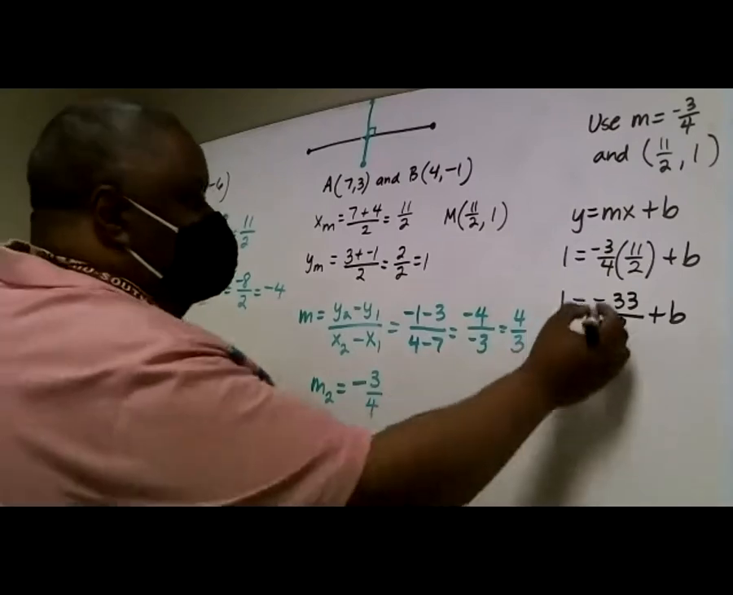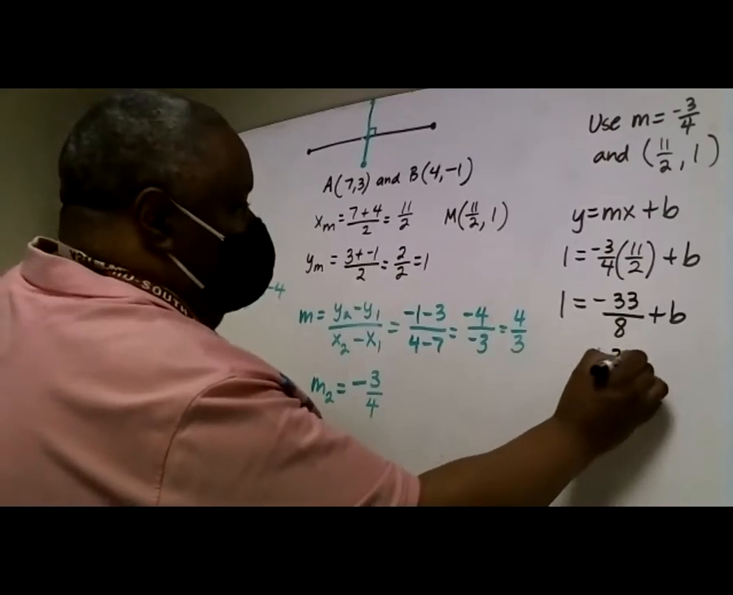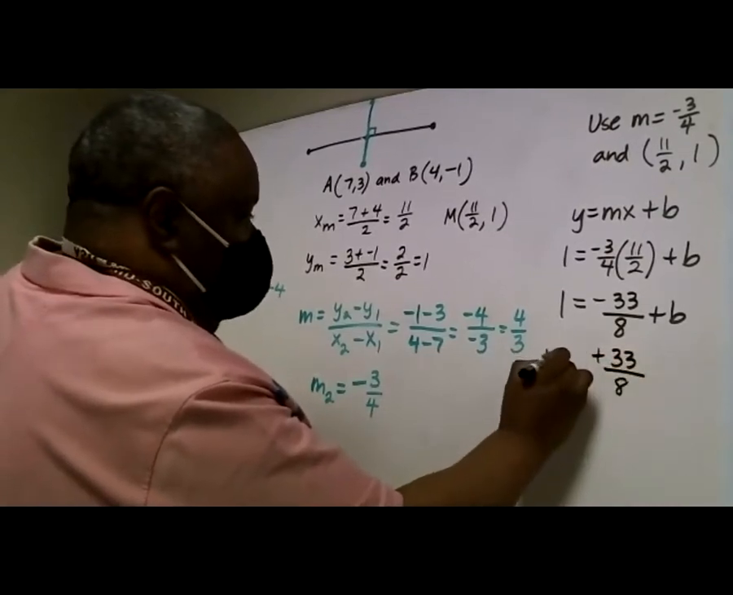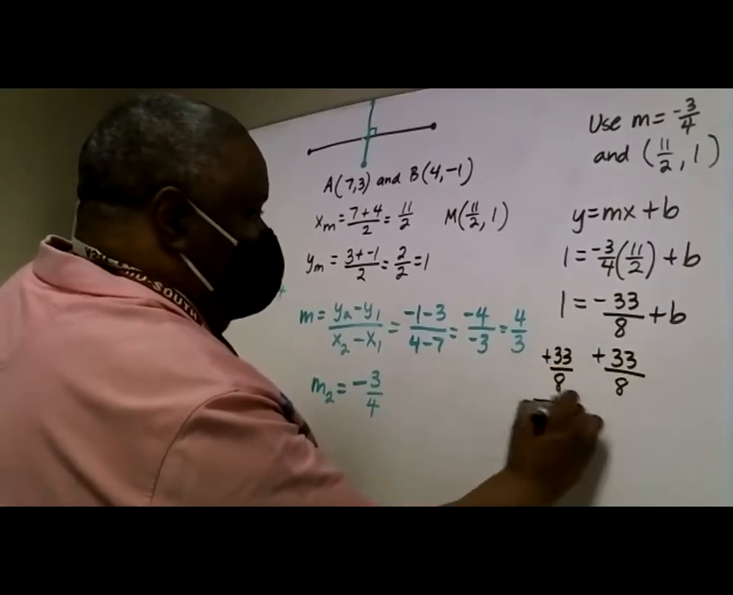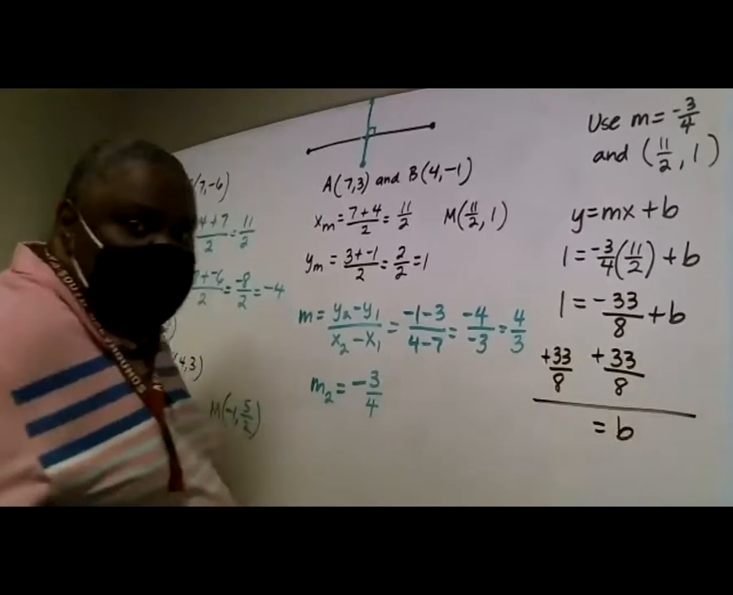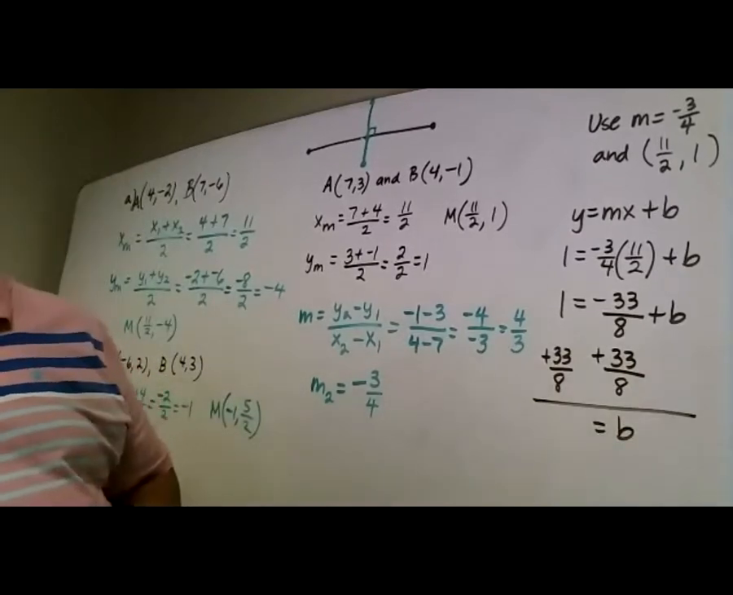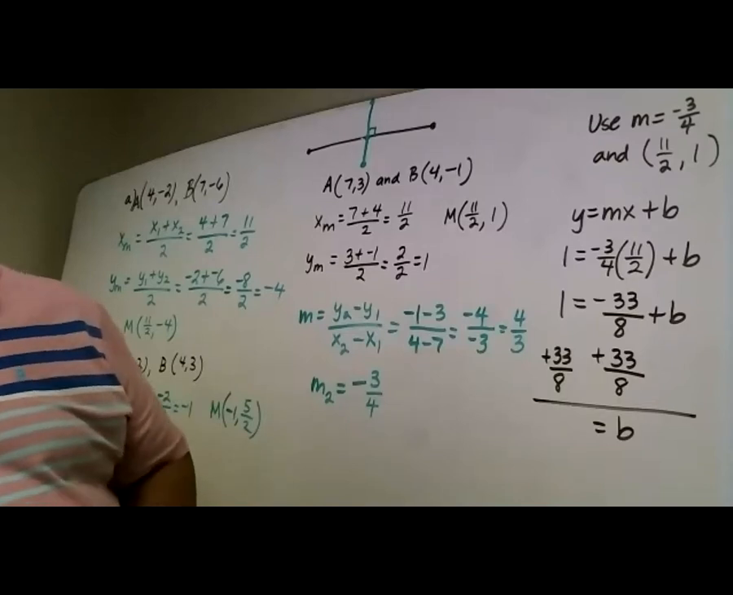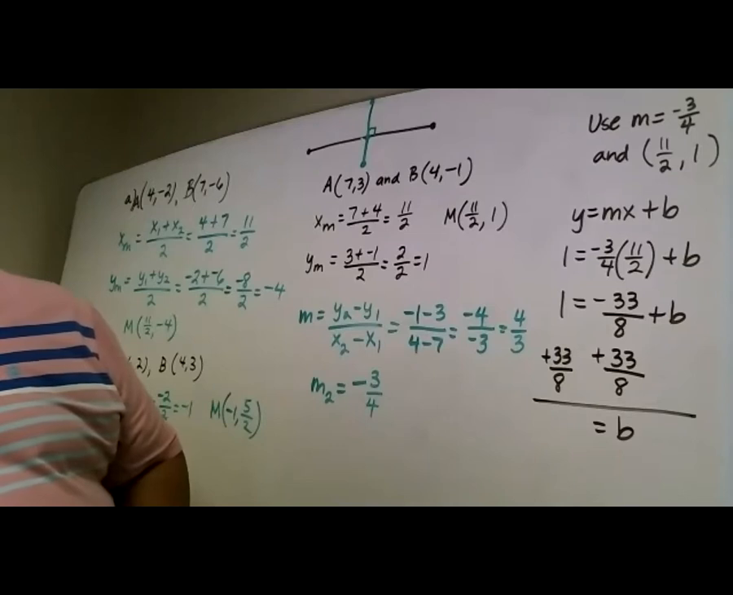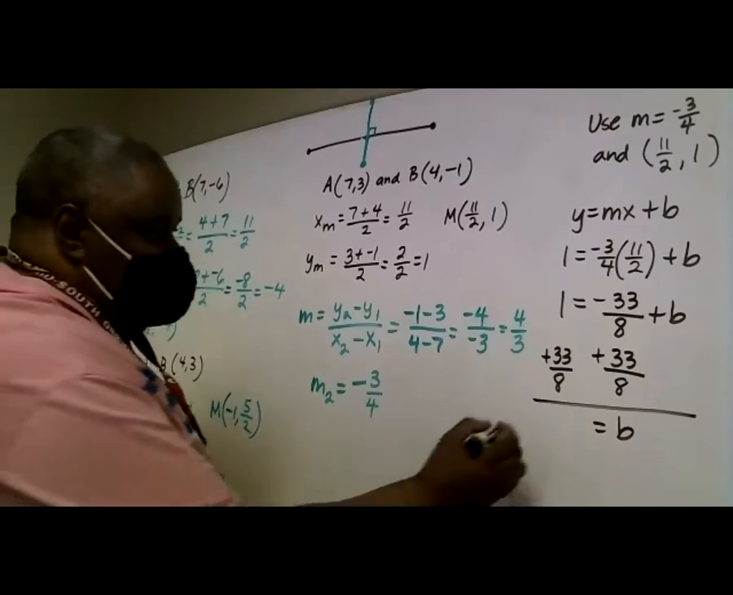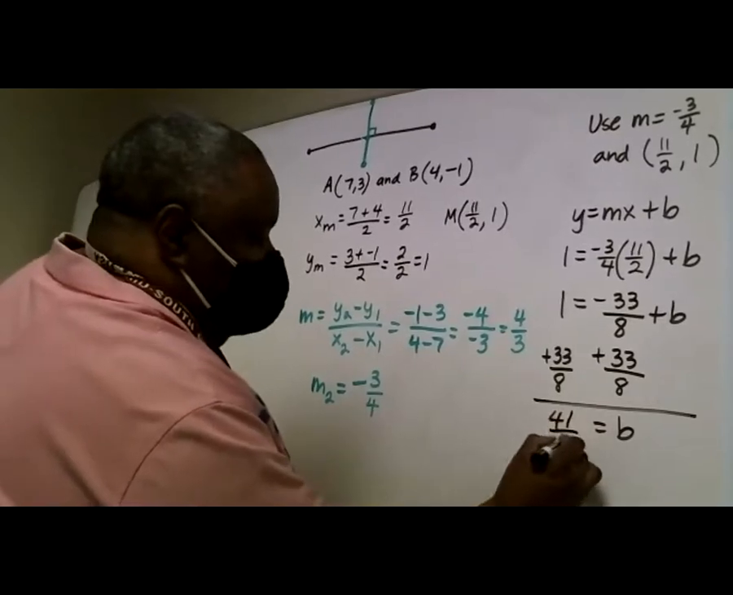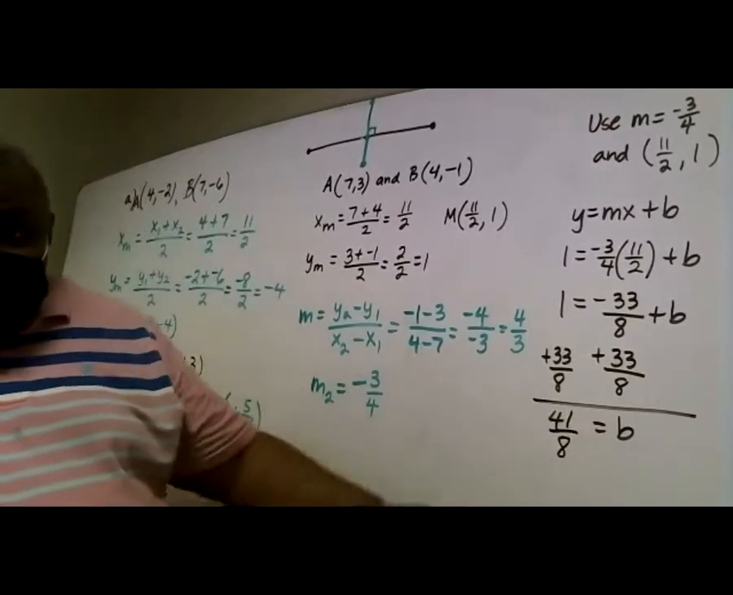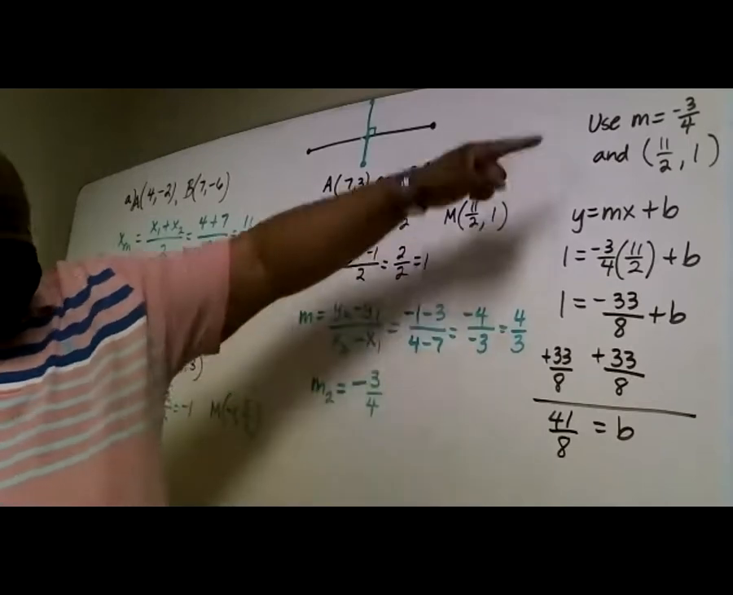Okay. So here, I need to add 33/8 on both sides to get b by itself. So 1 plus 33/8. Then if I use the math key and change that to a fraction, this would be 41/8. So your y-intercept is 41/8, and our slope was -3/4.